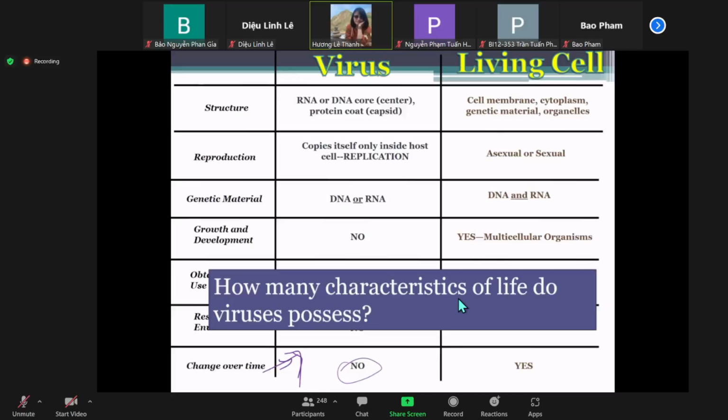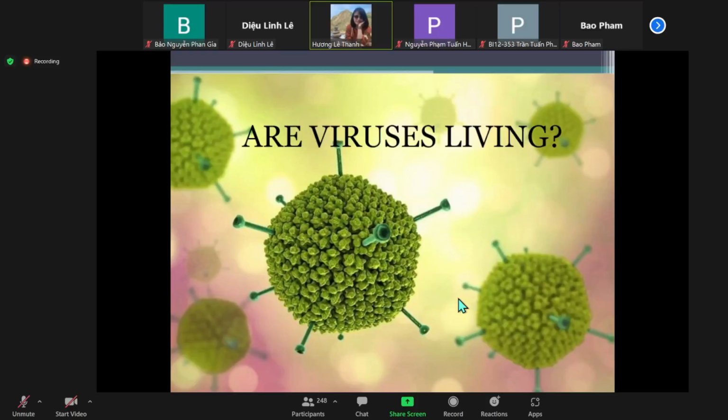And here is how many characteristics of life the viruses possess. Maybe you can think about it at home. And we have another question: are these kinds of virus living? It's still debatable. One side calls them living. The other side says they are non-living because they cannot replicate on their own, have no growth, and have no metabolism system. And me, I'm in between, 50-50. They are in between living and non-living things.